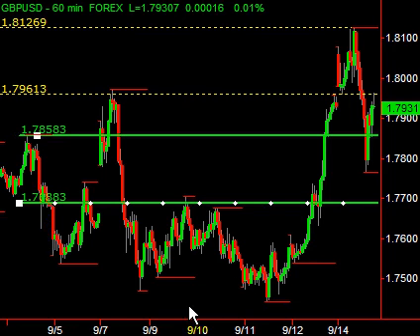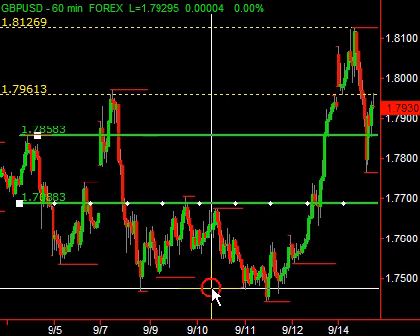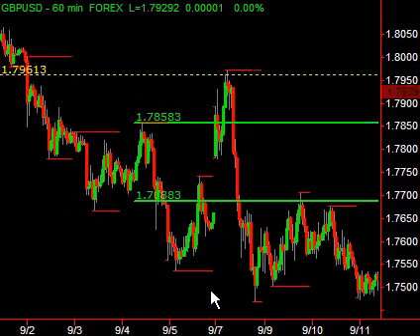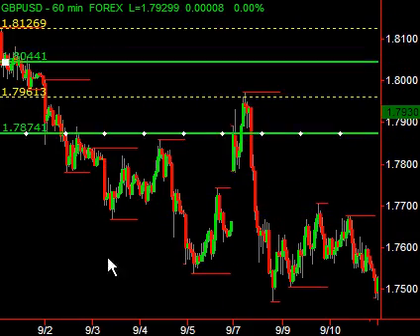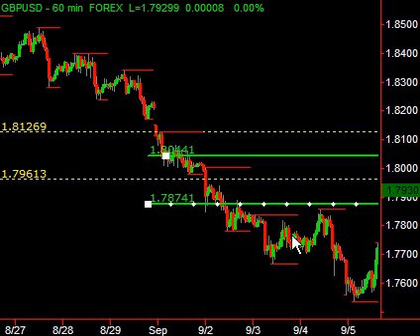Now, to be fair, these are unusual price movements. Let's go back along the chart and just see what happens.